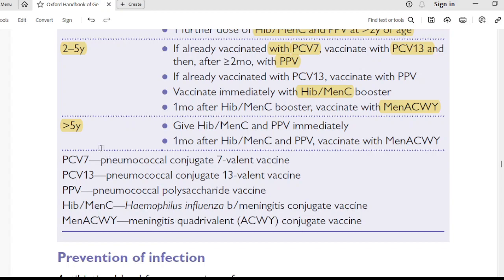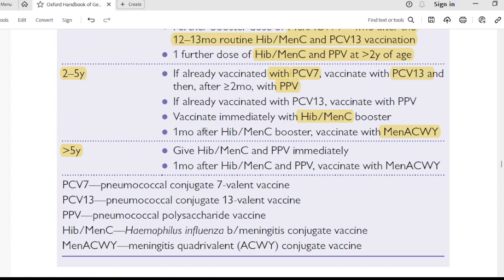So if the patient presents more than 5 years later, give them again. Whenever they are presenting, you need to give them Hib, Mense and PPV immediately. So all three you have to give immediately first. And then 1 month after Hib, Mense and PPV, you give ACWY.